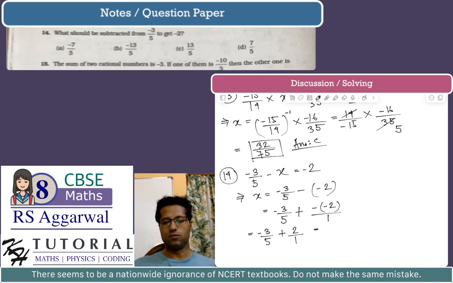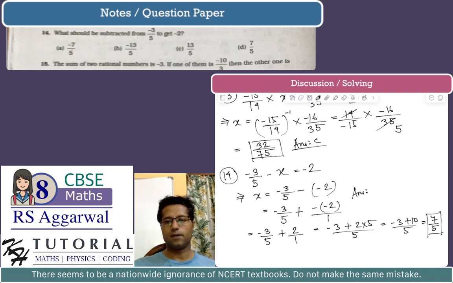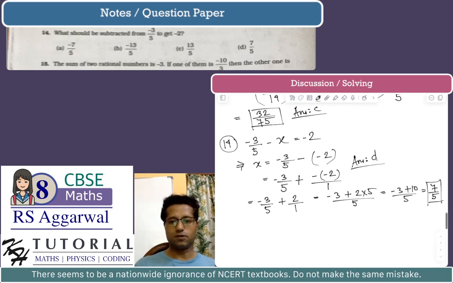So this will be equal to minus 3 plus 2 into 5 by 5, which is equal to minus 3 plus 10 by 5, which is equal to 7 by 5. So 7 by 5 is the number that needs to be subtracted from minus 3 by 5 to get minus 2. So the correct choice is D. Okay. Question number 15.